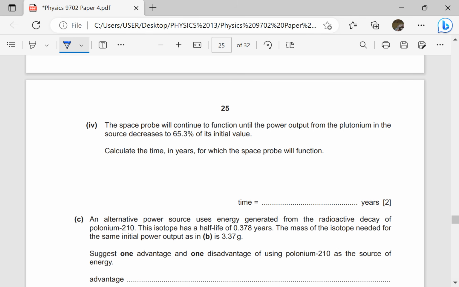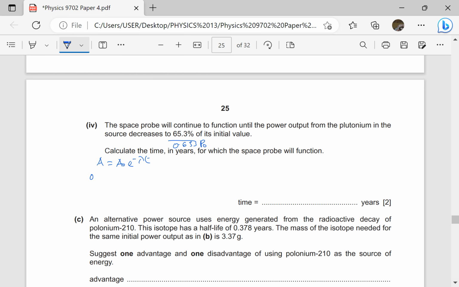The space probe will continue to function until the power output from the plutonium in the source decreases to 65.3% of its initial value. So calculate the time in years for which the space probe will function. That is very easy. Remember we said activity is equal to A naught e power negative lambda times t. So now this time we shall change this to power. So the power should decrease to 0.653 of the original power.